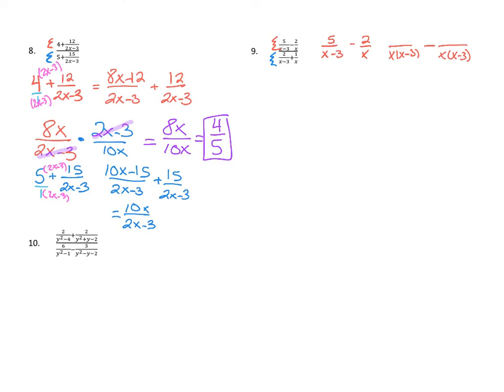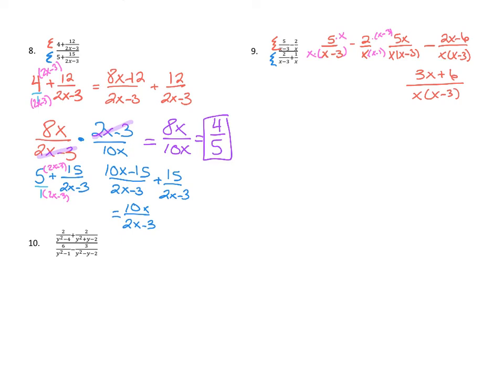So in order to get that common denominator, I need to multiply my first fraction by x over x, and my second fraction by x minus 3 over x minus 3. And when I do that, I'll get 5x minus 2x minus 6. So when I combine those, my new numerator will be 3x plus 6 all over x times x minus 3.